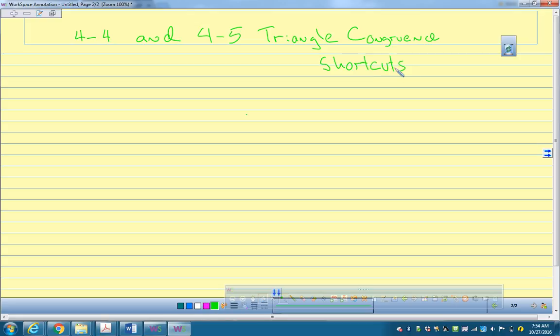So this is called triangle congruent shortcuts. So let me look in my notes over there. I have to look at the right notes. So if you have two triangles that are congruent, okay?